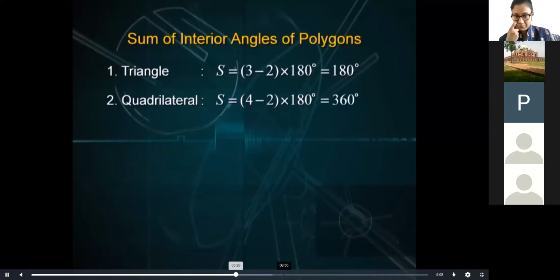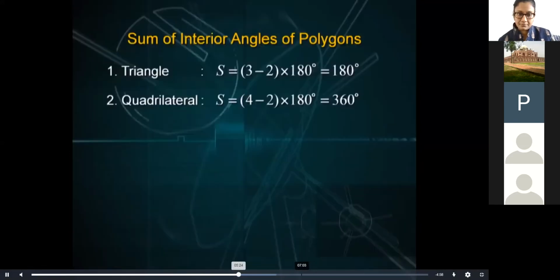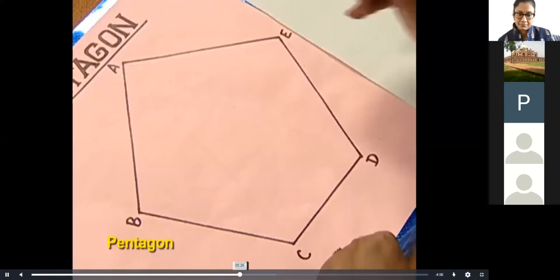Now let us move into the next polygon, that is a pentagon. How many sides does a pentagon have? It has 5 sides. Let's draw a pentagon.